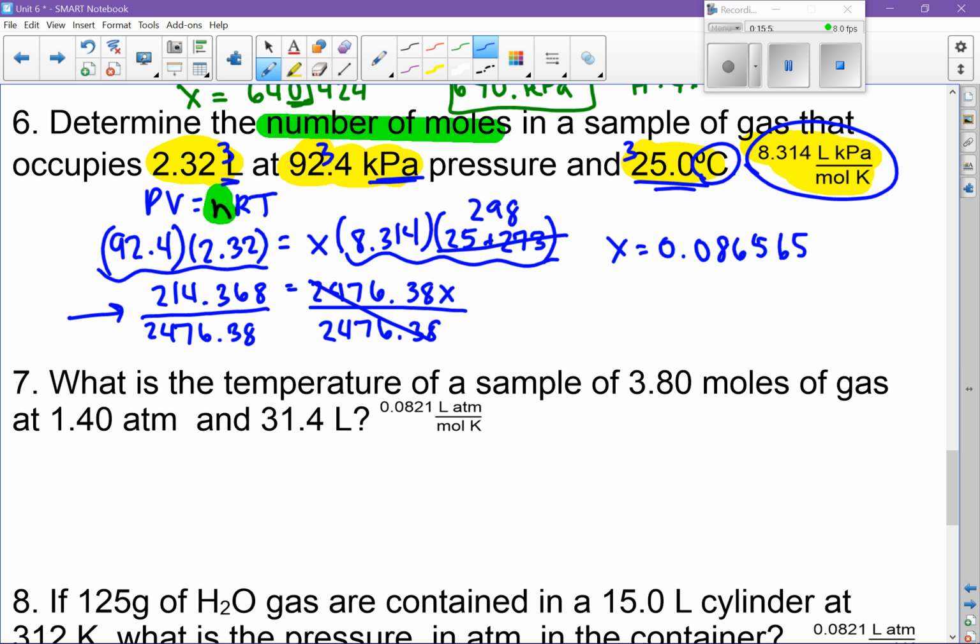Volume, I look for the unit of liters. N means moles right here. R is given to me. And I'm going to put an X in for that last piece that I don't know. So we're just going to multiply that, multiply that. So I get 43.96 here. And I get 0.31198. Okay, then we just have to solve for X.